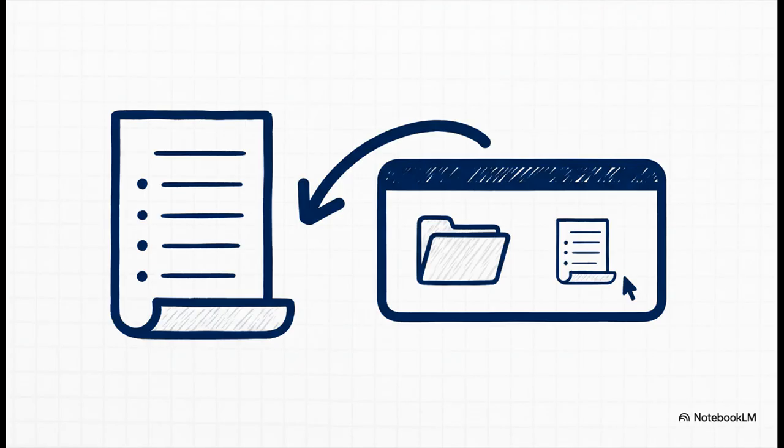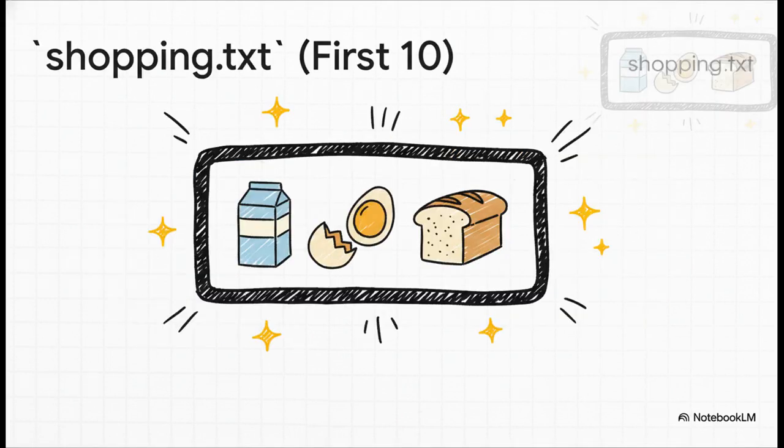So, let's start with something really simple. Imagine we have a file here called shopping.txt. We don't need to see the whole list. We just want a quick reminder of what's at the top. So we just type head and the name of the file. And boom, just like that, you get the first 10 lines. It's instant, it's super efficient, and you immediately get a sense of what the file is about without loading the whole thing. It's perfect for just quickly checking file contents or structure.